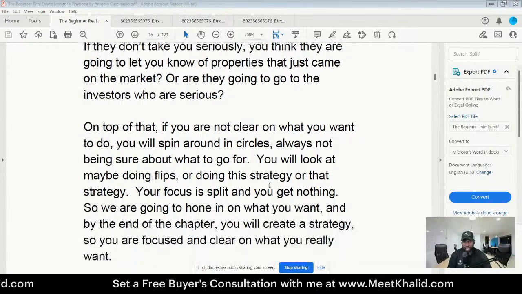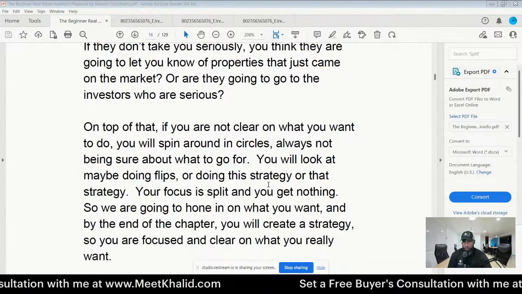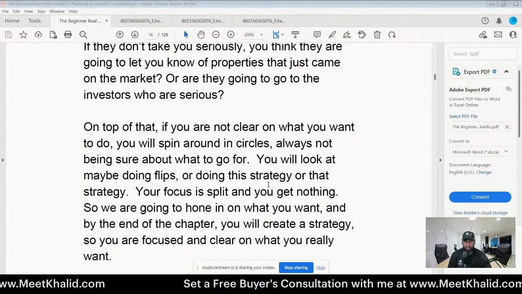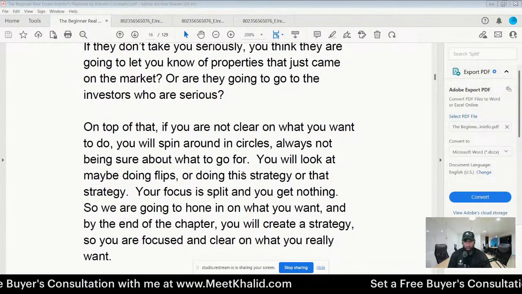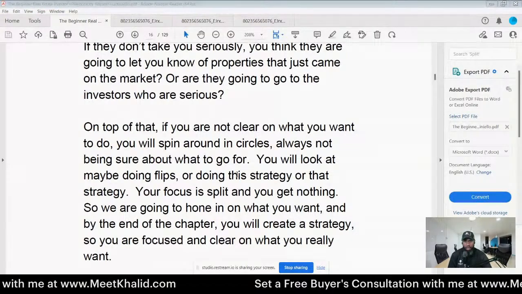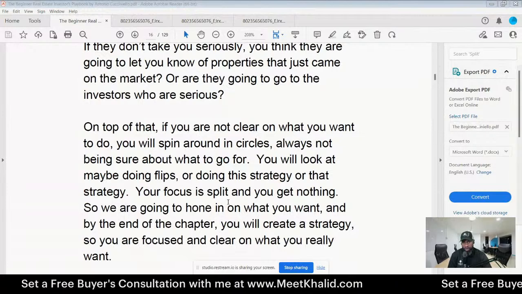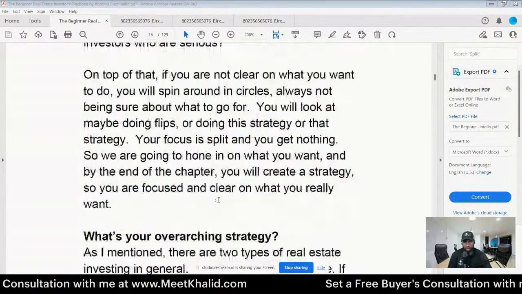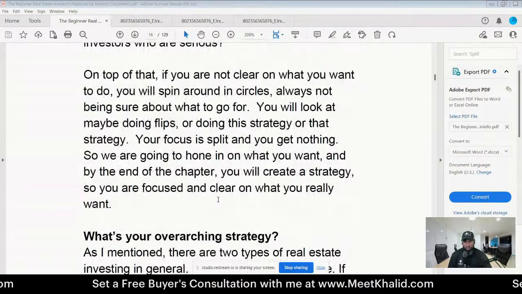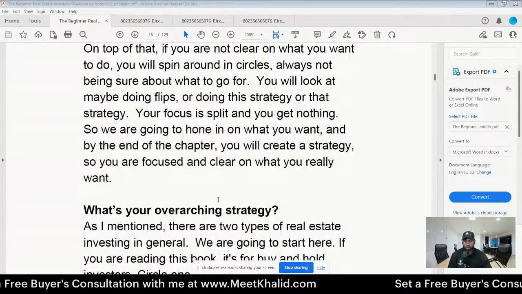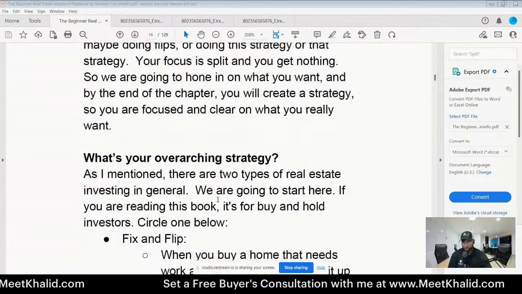So that continues. He says, on top of that, if you are not clear on what you want to do, you will spin around in circles, always not being sure about what to go for. Okay, you will look at maybe doing flips or doing this strategy. Your focus is split and you get nothing done. All right, so we are going to hone in on what you want. And by the end of this chapter, you will create or foster a strategy so you are focused and clear on what you really want.